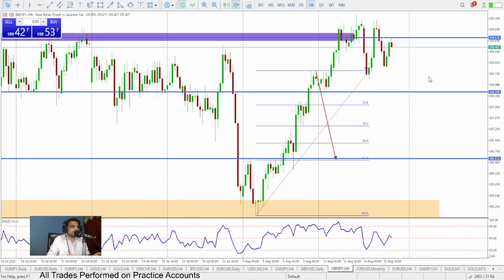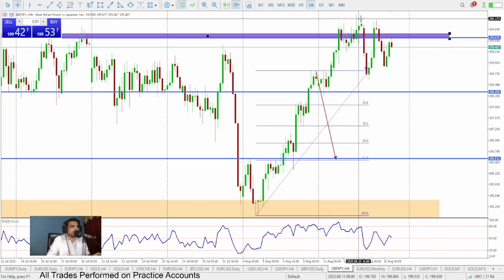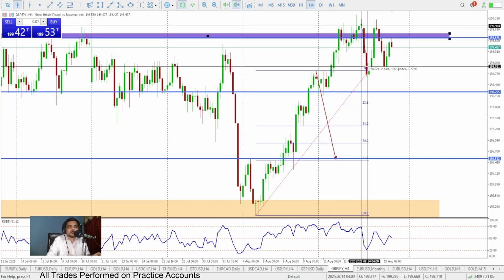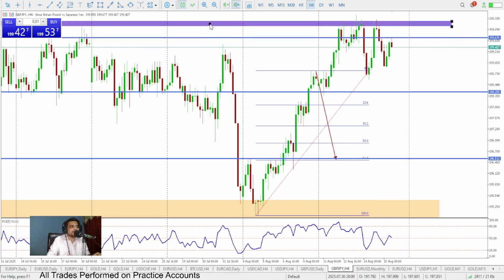Move on to the pound yen, and on the pound yen, this was the particular zone for a sell. Upon a breakout, we were looking for a retest. On the retest, what happened? The market broke in. So no retest occurred, no problem. We will adjust this place definitely.